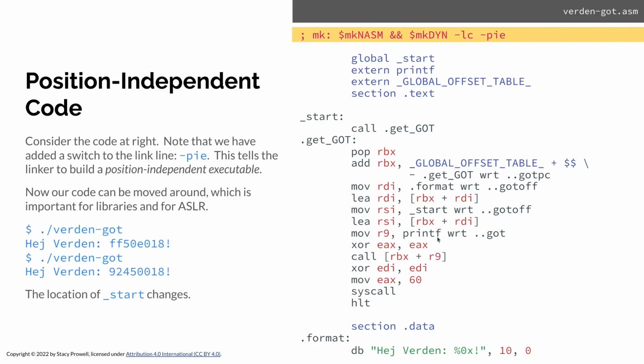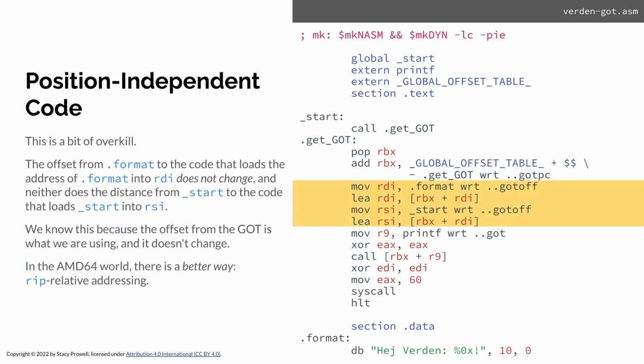What are the arguments to printf? They're in RDI and RSI, and they're the .format string and the address of _start. The format is a hello string with a hex address. So this will print out the address of _start. I run it once and get this, I run it again and get this, because the location of _start is changing because of address space layout randomization. But you'll notice, because it's a position independent executable, it's getting moved around in memory, and I'm still able to get the address at runtime, and everything works just fine because I'm making use of the GOT.